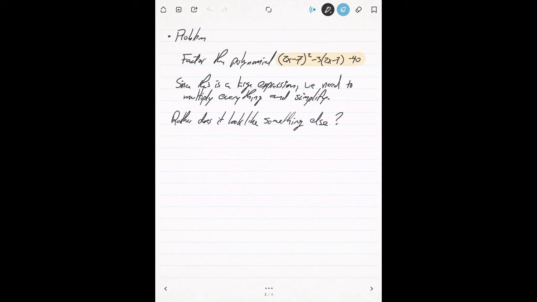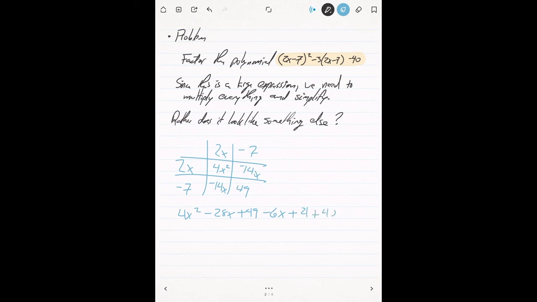We'd have to do the box method on that, so we would take 2x and a negative 7, and 2x and negative 7. We're going to have to multiply that to get 4x squared, negative 14x, another negative 14x, and a positive 49. So we would end up with 4x squared, minus 28x, plus 49. We'll have to distribute the negative 3 to get negative 6x plus 21 plus 40. We have to combine those like terms together, and we could keep going ahead and doing this.